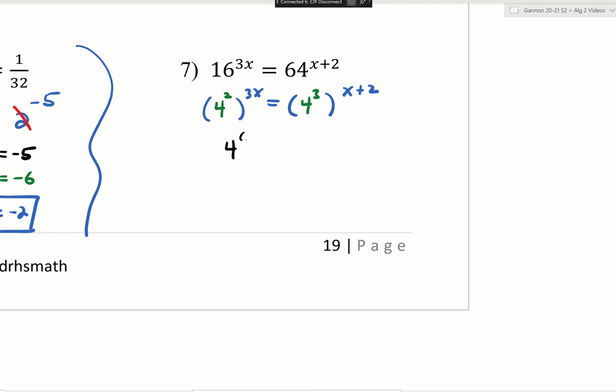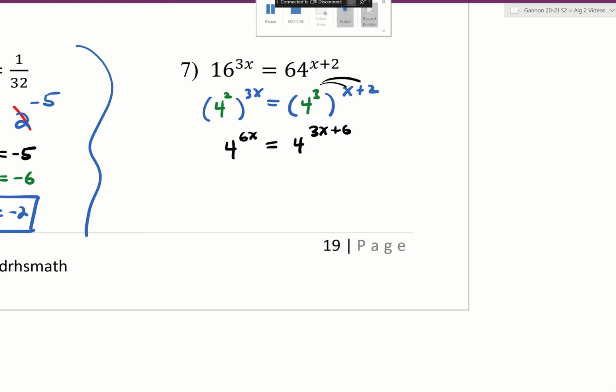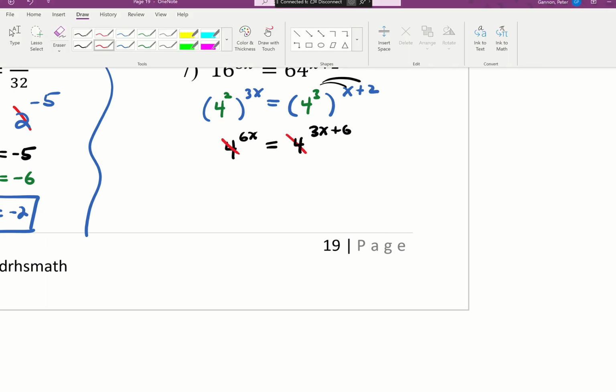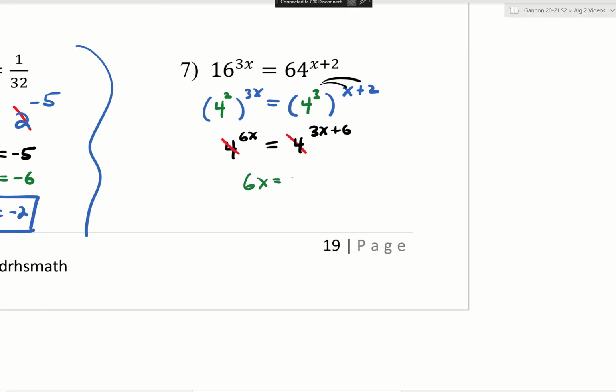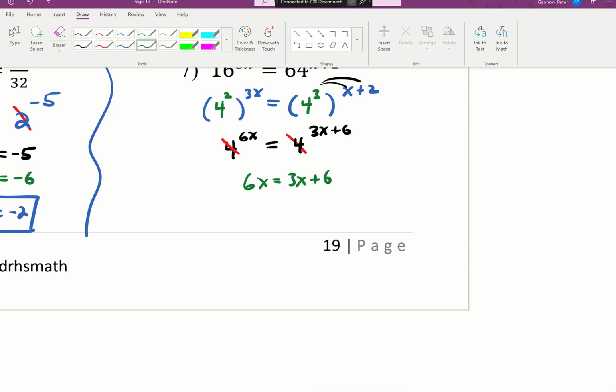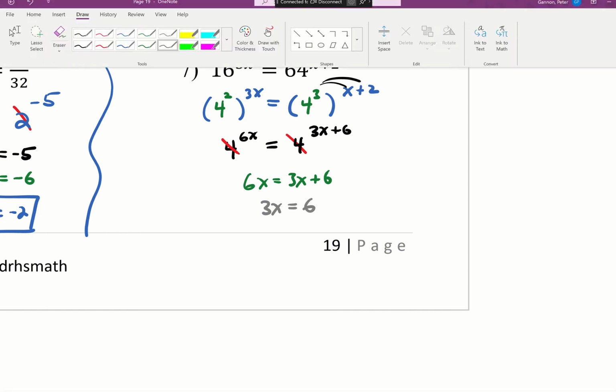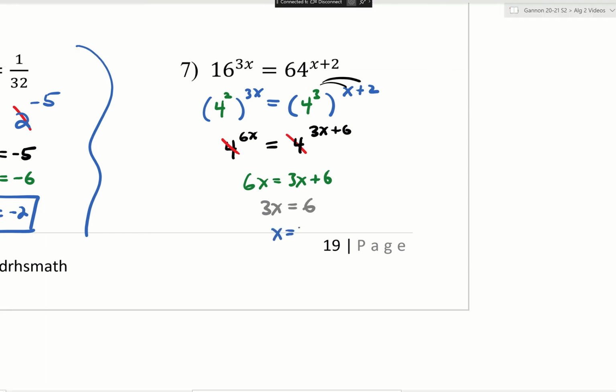All right, so from there we apply properties of exponents. We now have 4 to the 6x equals 4 to the 3x plus 6. Again, you're going to multiply these exponents, so you have to distribute. Once they have the same base, drop the base. 6x equals 3x plus 6. We're going to subtract 3x from both sides, so 3x is equal to 6. And then if we divide both sides by 3, x equals 2.